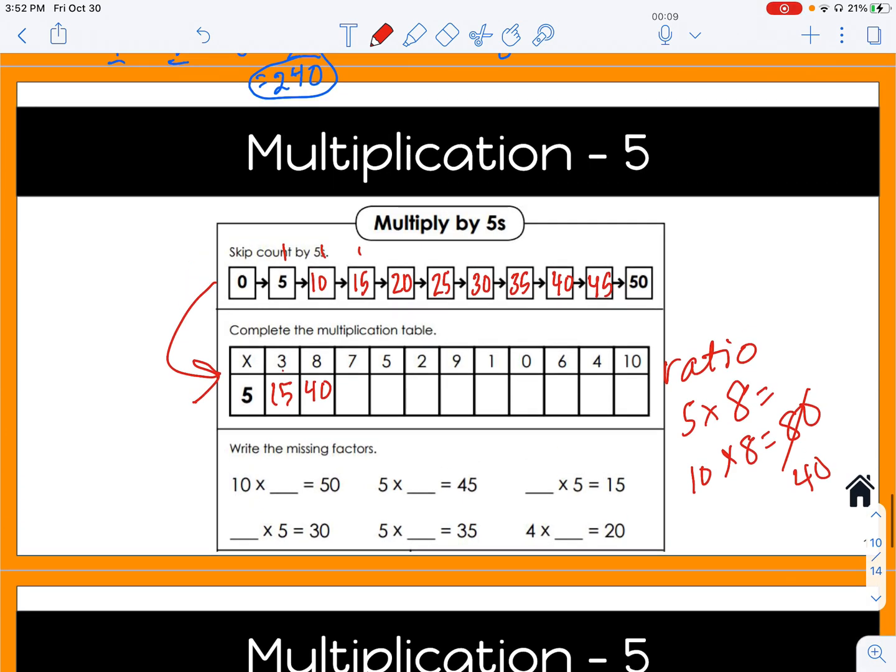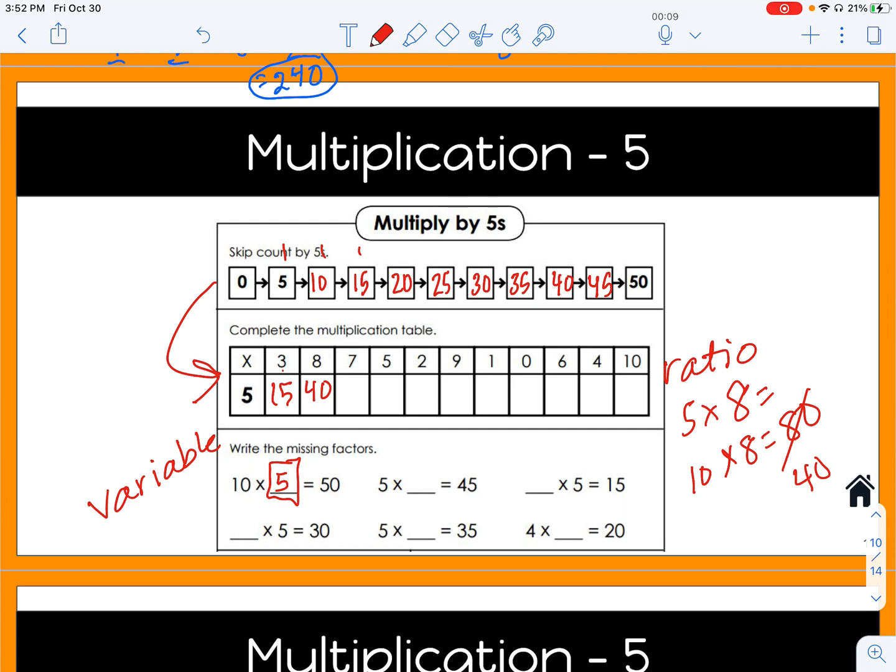And when we're writing the missing factors, this is that word variable that we are looking for. So 10 times something is going to equal 50. I know because I've been using my skip counts and my ratio tables and my clocks. So 10 times 5 would be 50, and so on right here.